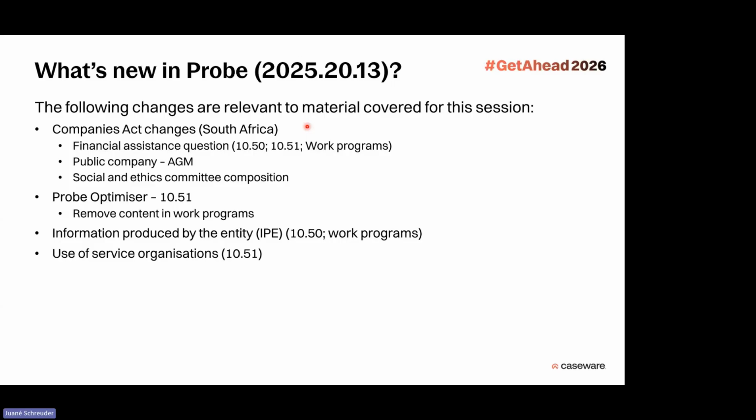An example of what has been included is questions with regards to financial assistance. There were always questions about financial assistance, and they are still in there, but the questions have been amended to accommodate the Section 45 requirements, the testing that you need to do for compliance to ensure that the company only lends money when the necessary approvals and resolutions have been in place, and of course the company has done their solvency and liquidity testing.